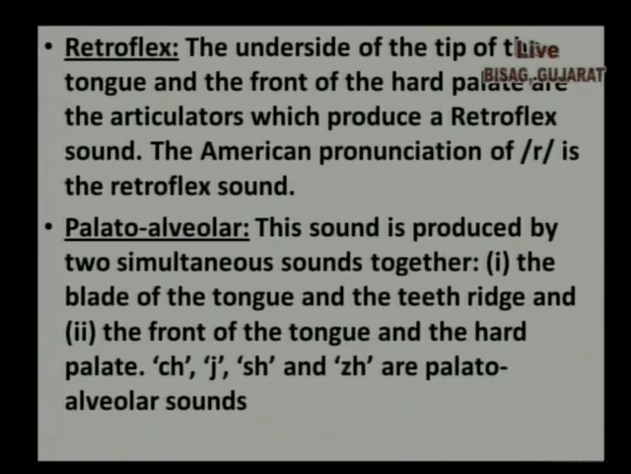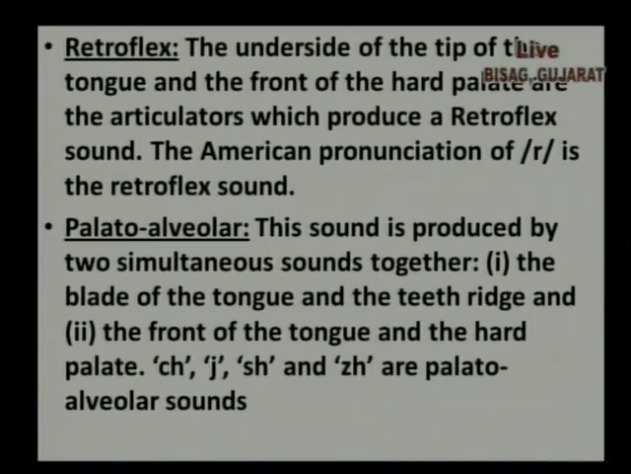So for example, both our names have r. Nisreen also has r, Pranay's name also has r. So if I say my name in American English, it'll be Nisreen, and that is a retroflex sound. And if we say Pranay's name in American English, it'll be Pranay. The way we say it here is Pranay, Nisreen. But in American English, the R is rolled, and that is when we get a retroflex sound. Now, what is a retroflex sound? The definition of a retroflex sound is where the underside of the tip of the tongue and the front of the hard palate are the articulators which produce a retroflex sound.